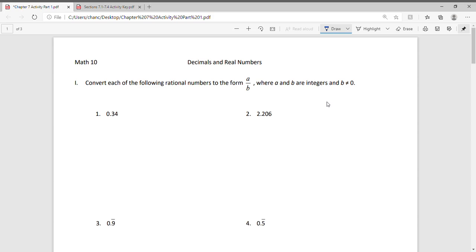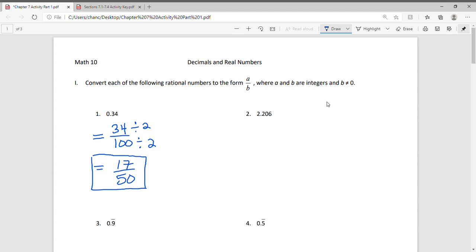For question 1, this is 0.34. We could write it as a fraction. This is pronounced 34 hundredths, so I could rewrite this as 34 over 100. But notice how the numerator and denominator still have a common factor of 2, so let's divide the top by 2 and the bottom by 2, and this is equivalent to 17 over 50. So this is our fractional form for 0.34.